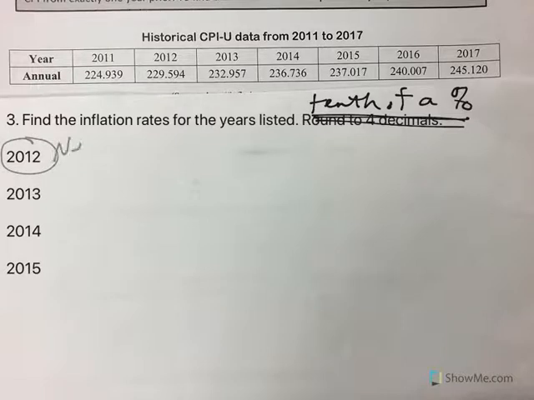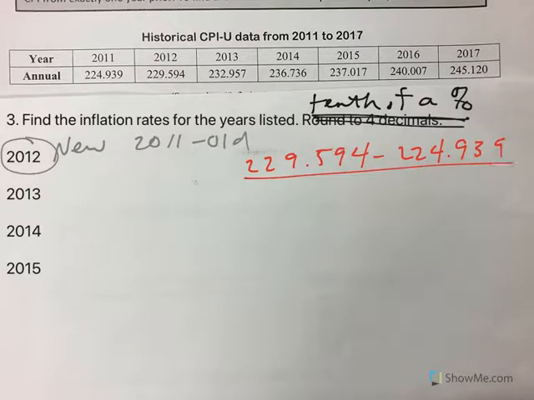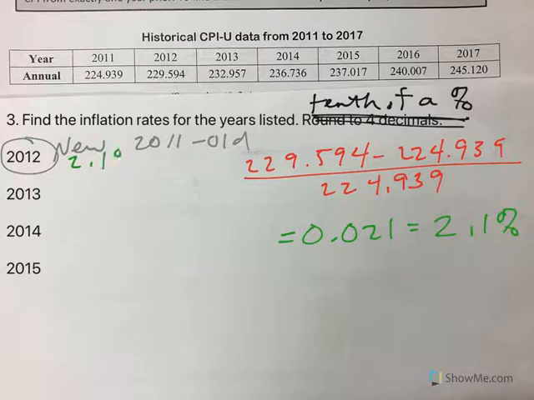So remember, for 2012, this becomes new, and 2011 would be old. So if we're using 2012 for new, minus 2011, and then we would divide by 2011. When you do that, you get a decimal answer of 0.021, which is 2.1%. So for 2012, I get 2.1%.